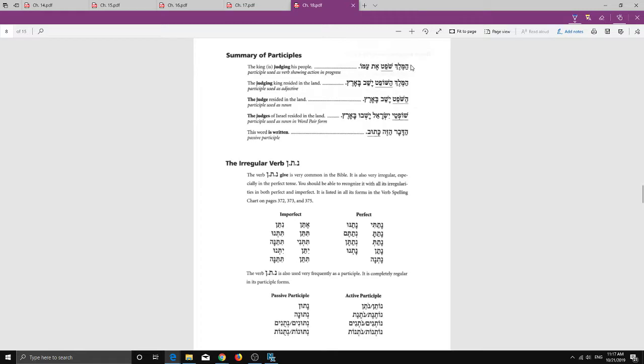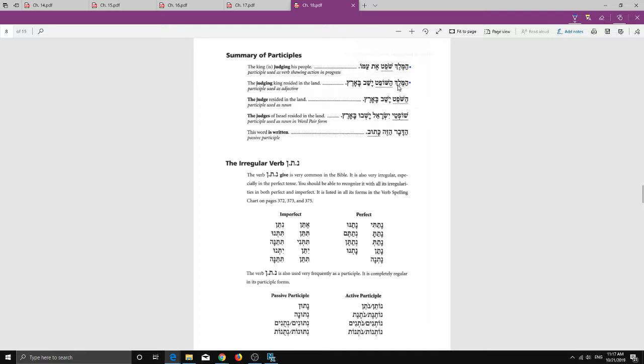Here are just some examples to wrap up participles, and then the last thing we'll do is talk about the noun natan. Okay, so HaMelech shofet et amo. So the king is judging his people. This is a participle being used as a verb, and in this case maybe even a present continuous verb. So there's present action going on here. The king is currently judging his people.